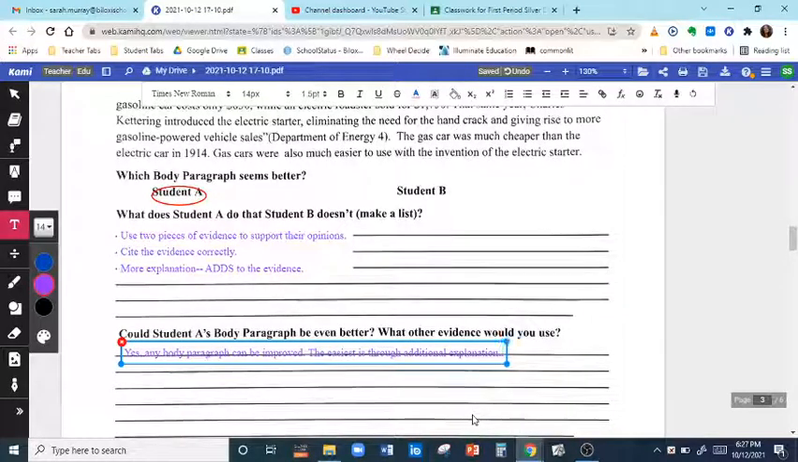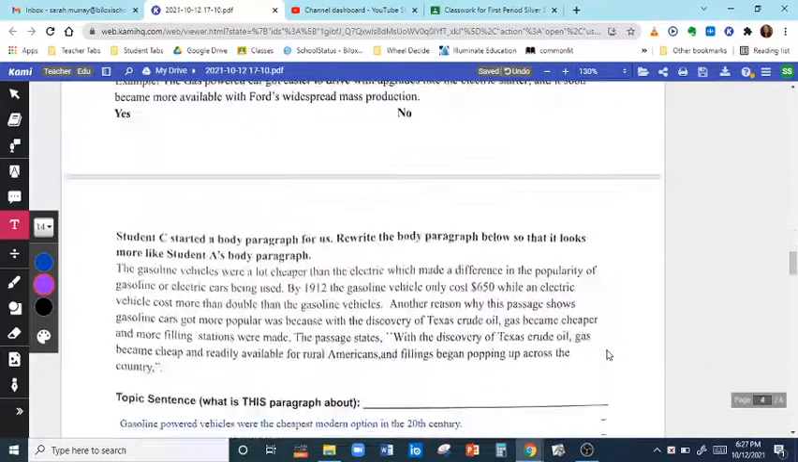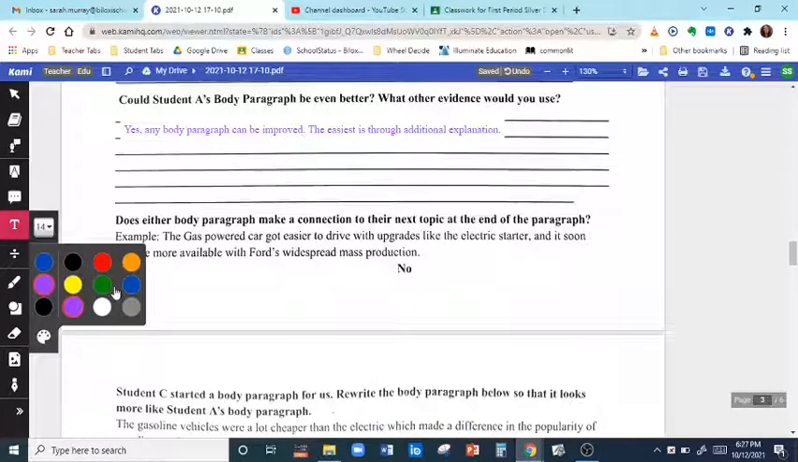And although I don't know if I would use a different piece of evidence, they seem to have pretty strong evidence. So if you would, you can add something. If not, leave it alone. All right. Next one.